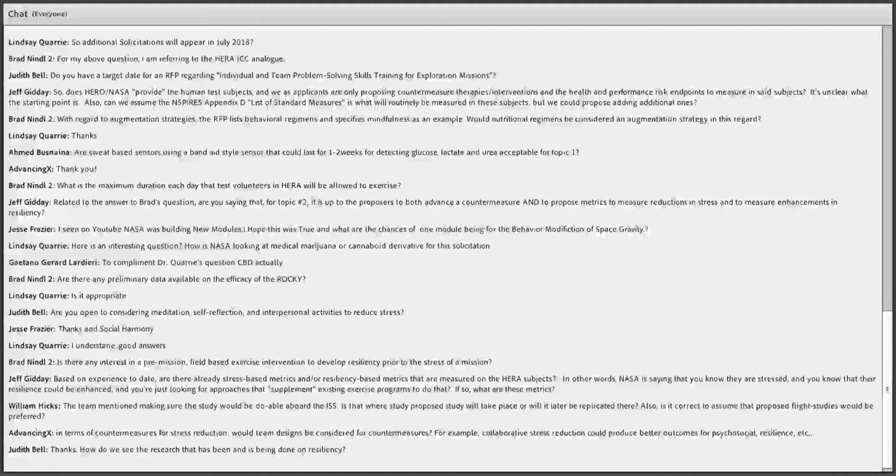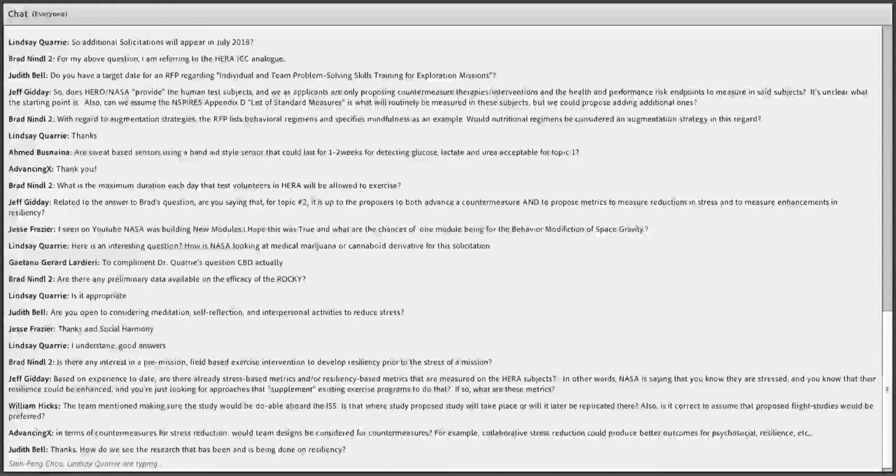But what we're asking for in this topic is what are the aspects related to exercise that can be used to enhance resilience or reduce stress. So this one's a little more focused, not just on being stressed and how do we enhance resilience, but how can we specifically use exercise to reduce stress and enhance resilience. I hope that is responsive to your question.